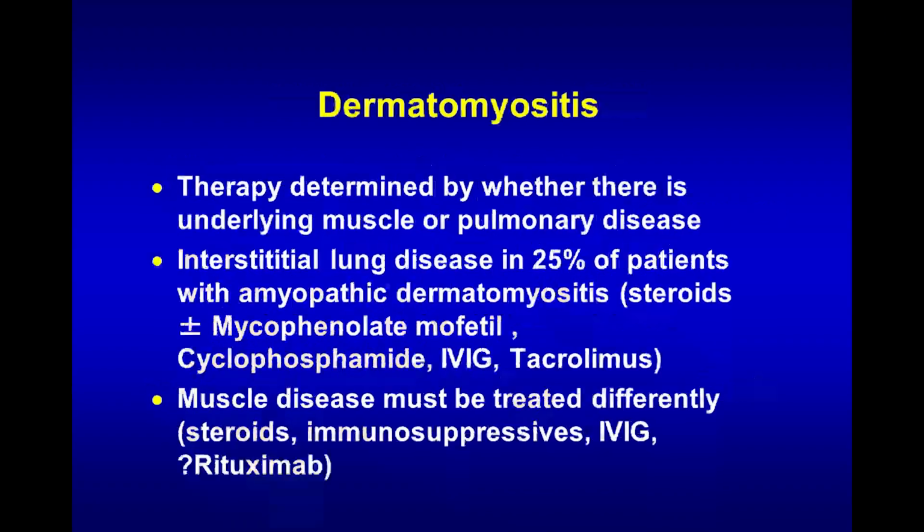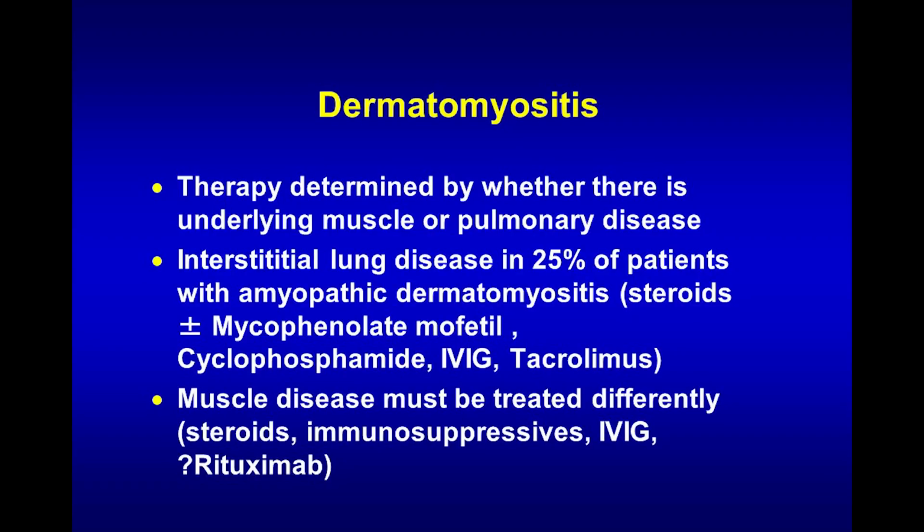So that brings me to therapies. Just like in lupus, you have to take a step back and figure out what is the manifestation that's the most significant for a particular patient. And the therapy is going to be determined by whether there's underlying muscle or pulmonary disease. I will tell you that I do screen all my patients for ILD. They get PFTs and a diffusion capacity, and if they're abnormal, they get a high-resolution CT scan, and then I'm collaborating with our pulmonologists.